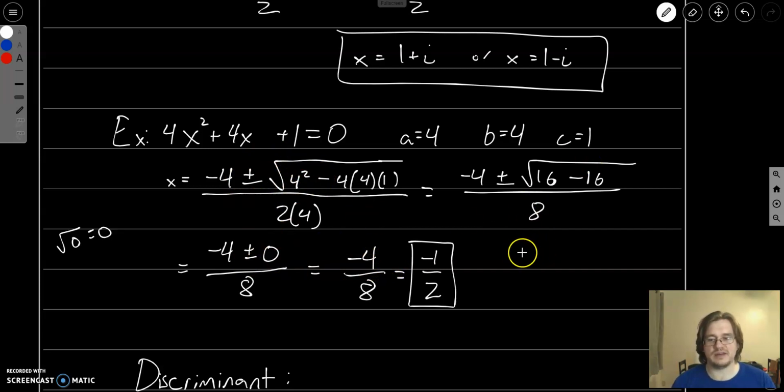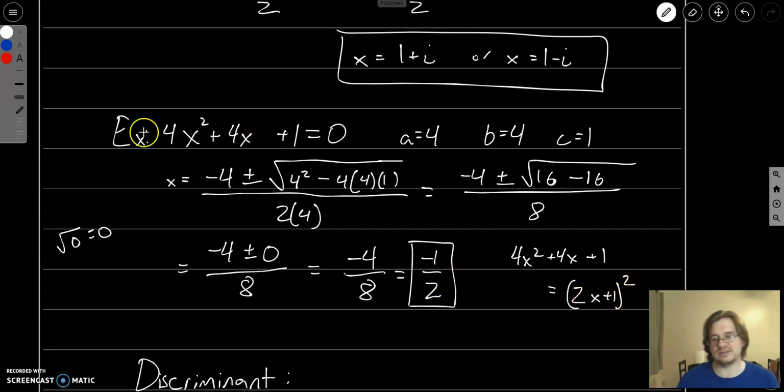One thing I'll point out is that I could see this originally from the following fact. I can factor 4x squared plus 1x plus 1. This is going to be 2x plus 1 quantity squared. And I can derive this as a solution by noticing that this is actually squared. So I didn't have to use my formula here, but I did anyway.